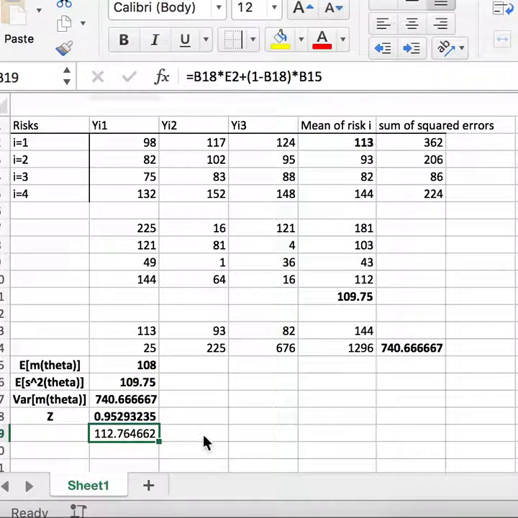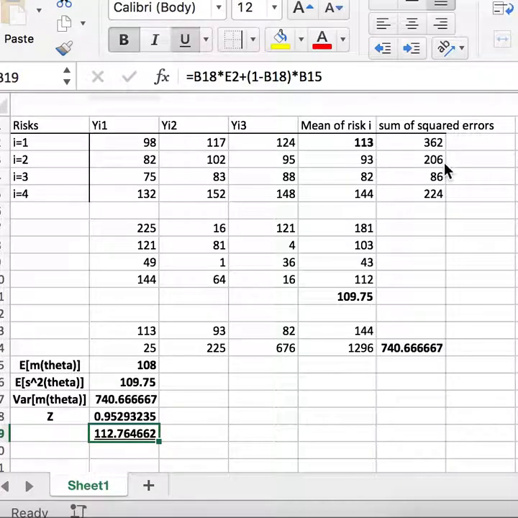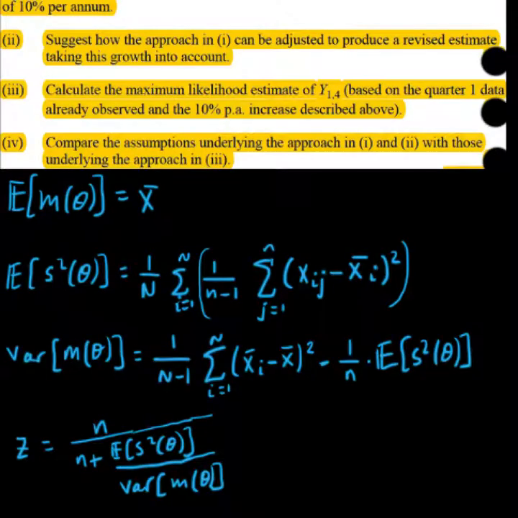And that gives us 112.76. Okay, so I'll just write that. In fact, I don't need to write that anyway. I'll just make that nice and big. So that's the answer to part I.